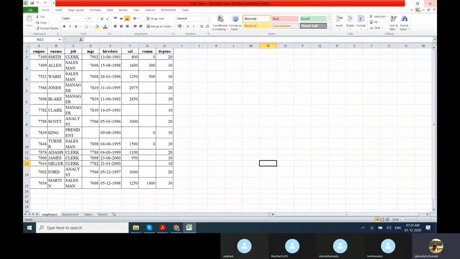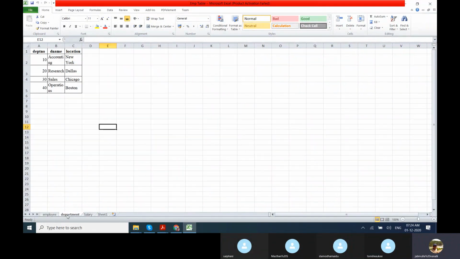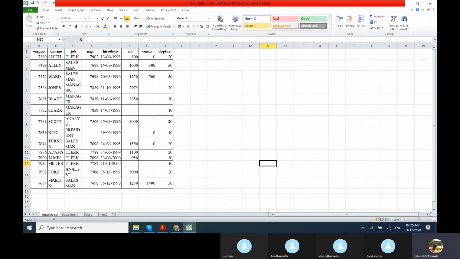So data will be like this only. Here department name and location will be there. Intentionally they created a common column between two tables. Why? I will tell you. For example, here only 15 records are there. That's fine. Let's say an example.